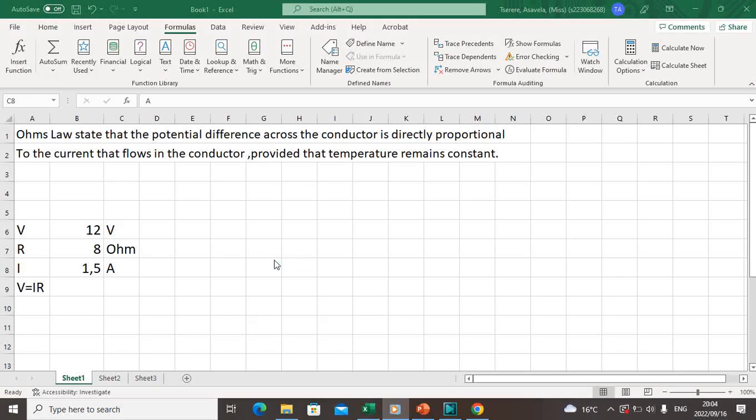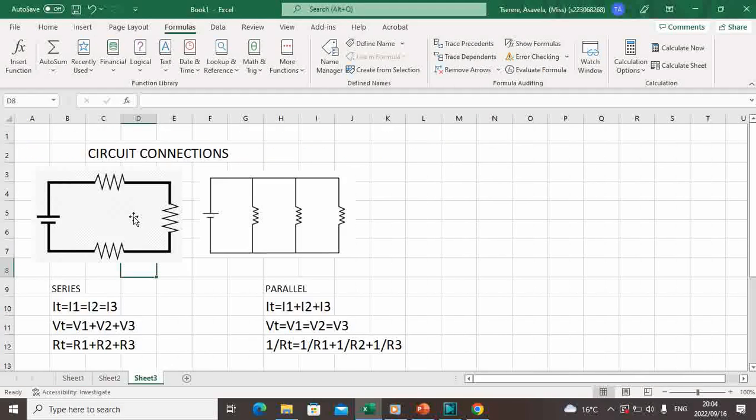Secondly, we will discuss circuit connections. Circuits can be connected in series or in parallel, or they can be combined in some cases. Let us look at properties of circuit that is connected in series. The total current that is supplied by the battery is the same as the current that flows through R1. It's also the same as the current that flows through R2 and so on.